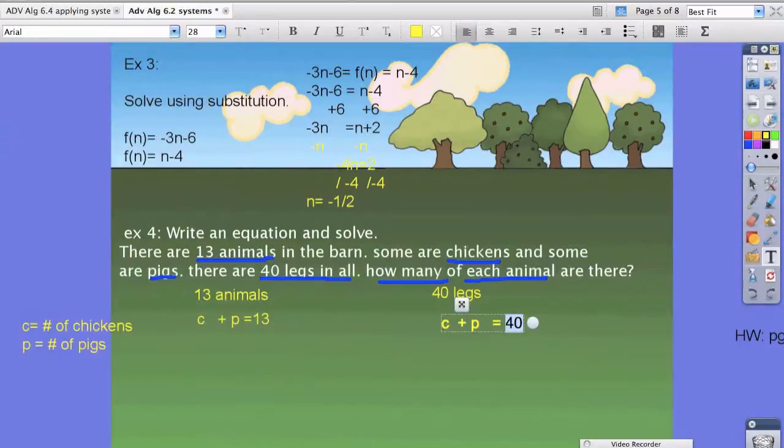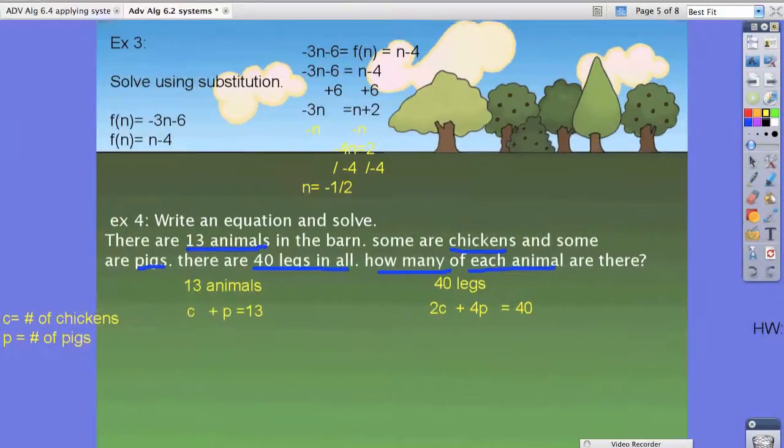So what we need to do is adjust this equation a little bit. If we're talking about legs, we have to talk about how many legs are on a chicken. So for the chickens, there are 2 legs. And for the pigs, there are 4. So when we take the number of chickens and multiply by 2, that tells us how many legs there are in all of the chickens. If we multiply 4 by the number of pigs, it tells us how many legs there are total in the pigs. So now we have our 2 equations.